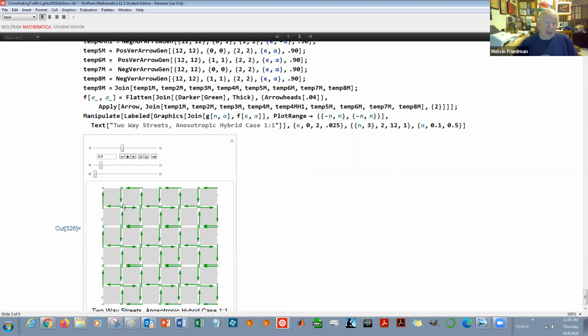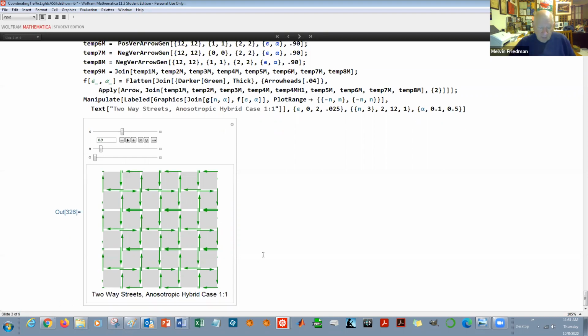And so you see, I have very, very good control over the nature of the anisotropic flow. I can adjust it to the demand that the drivers want. So if more drivers want to head north, but more drivers want to head east, I can do that. Okay, now I'll go on to the next slide.